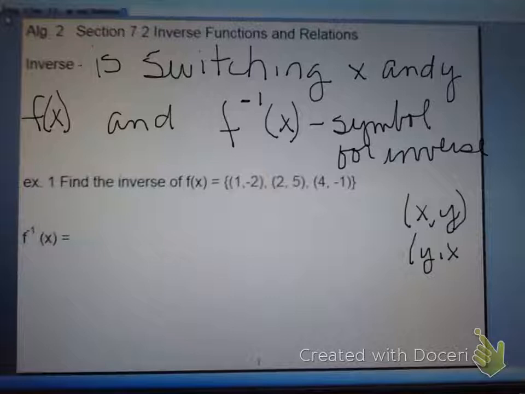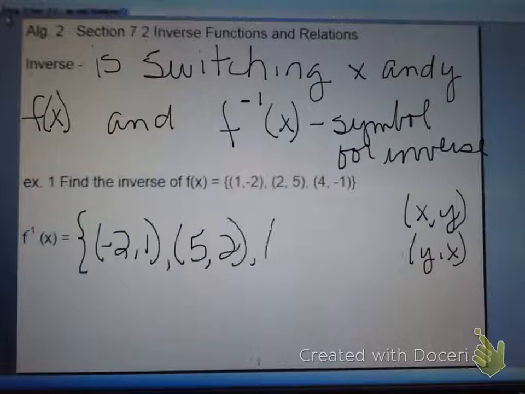Example 1, find the inverse of these ordered pairs. All we do is switch the x and the y around. So the inverse function, the ordered pairs are (2, 1), (-2, 1), (5, 2), and (-1, 4).